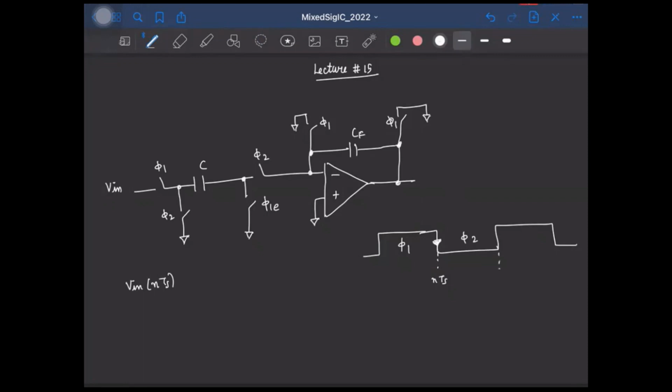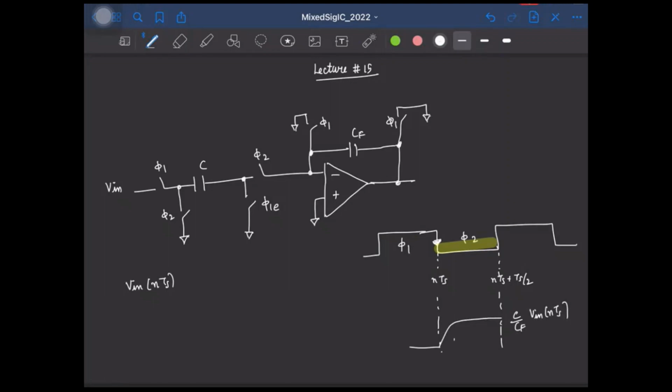So this time instant will be nTs plus Ts by 2, because this is Ts by 2 long. So during this time period, when φ2 is active, what will happen to the output? Well, the output will start from 0 and slowly rise exponentially and reach the final value, which is C by CF times Vin(nTs).